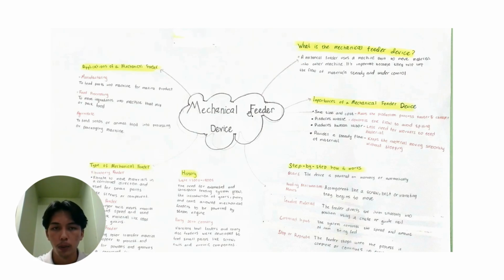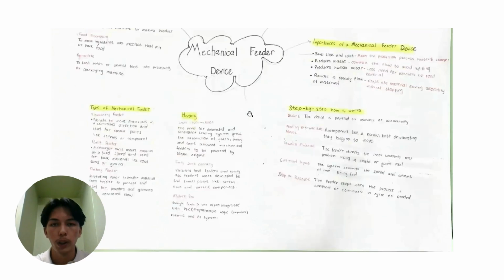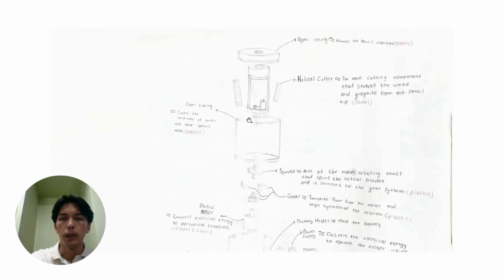So that's all for this page. We will move to the next page, which is the components of the electrical pencil sharpener. On this page, it shows the outer and inside of the electrical pencil sharpener components. The first component is the upper casing. It houses the pencil insertion, and it is made from plastic. And the second component is a helical cutter.